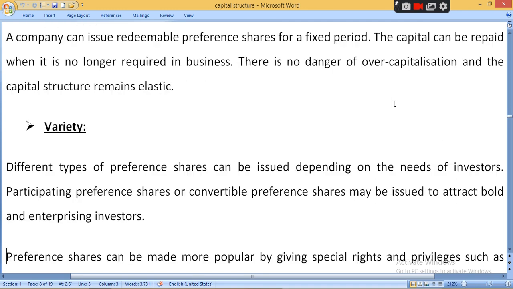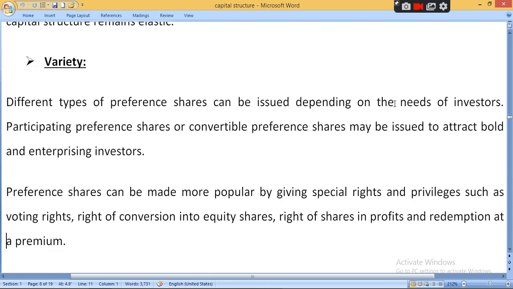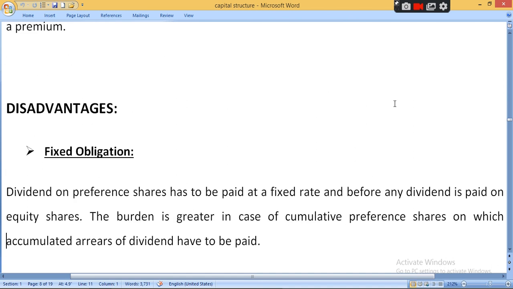Then variety. So different types of shares can be issued depending on the needs of the investor. Clear? Participating preference share. Participating means the shareholder can participate in the surplus profit of the company. Generally in preference share, whatever profit the company makes, it doesn't matter. The company has to pay only a fixed dividend to the preference shareholder. But only a participating preference shareholder has a right to participate in the surplus profit of the company. Clear? Convertible, non-convertible. So there is a variety of preference share which can be issued according to the needs and preference of the investor. Clear? Then disadvantage.